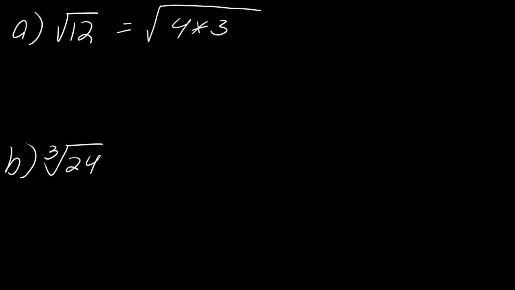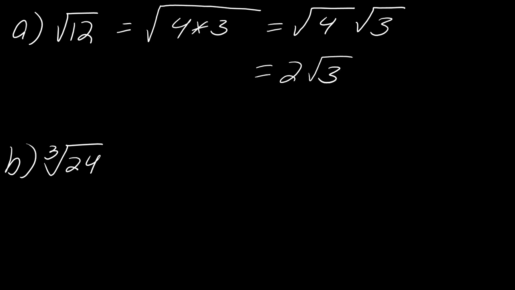Then we are allowed to break up a radical by multiplication. So I can break it up like this. Now you can see which part of the radical you can evaluate. The square root of 4 is 2, so this becomes 2 times the square root of 3. That would be how you simplify that radical.